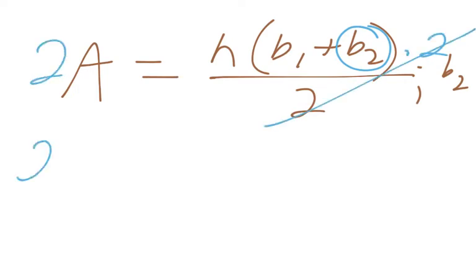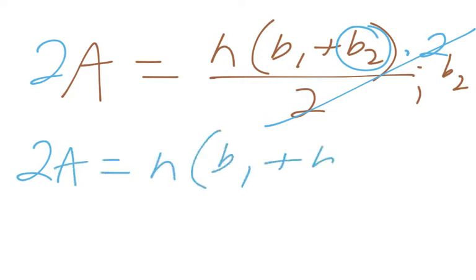Bam. Well, now look. 2a equals h(b1 plus b2). So I don't know about you guys, but that looks a lot nicer. So if your whole one side of a literal equation is a fraction, probably a good idea to multiply both sides by the denominator, and that will eliminate that fraction.